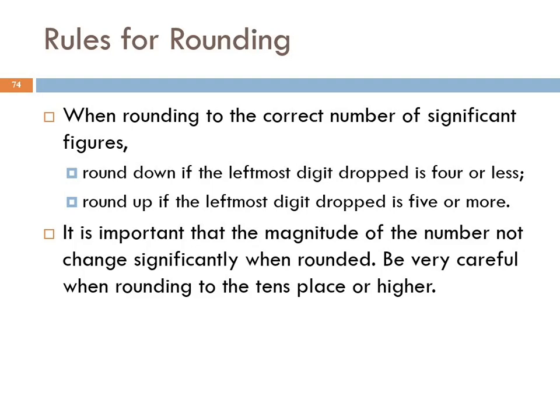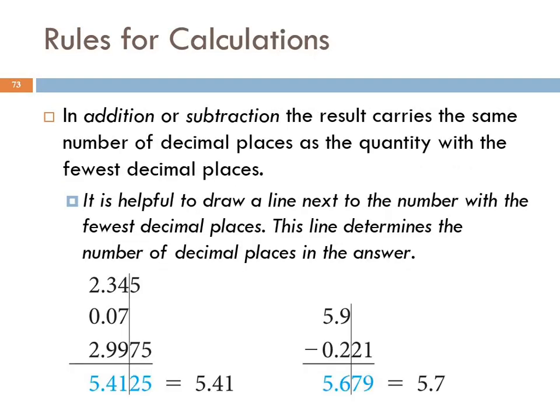Rules for rounding. Look at the digit that you're going to cut off. If it's 4 or less, round down. If it's 5 or greater, round up. So let's just go back to this guy real quick. Your book talks about leftmost digit. I think of the first digit that you're going to drop.